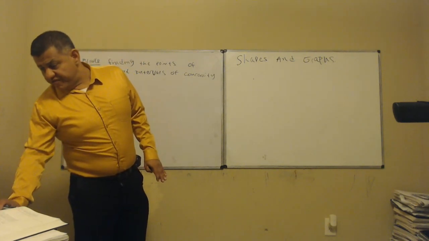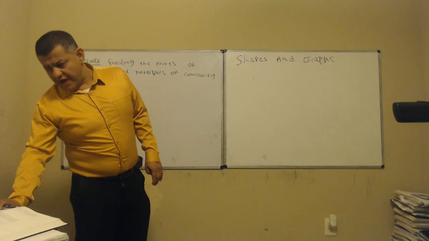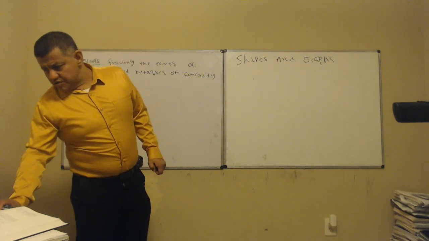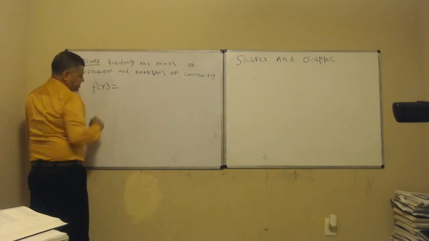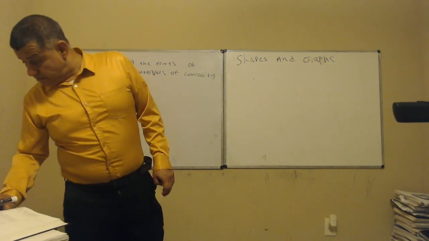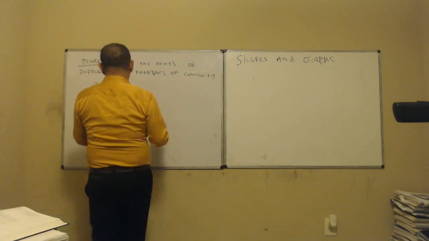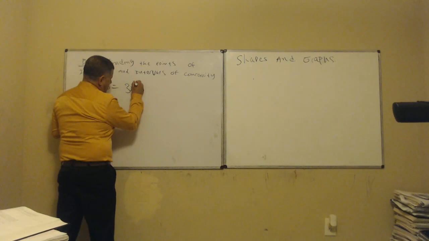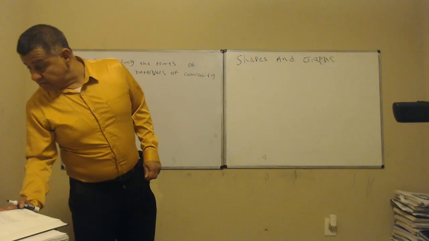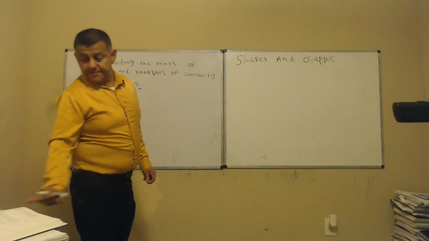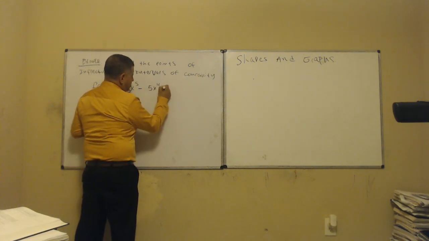Now, the problem is the following. So f of x equals 3x to the fifth minus 5x to the fourth plus 1.